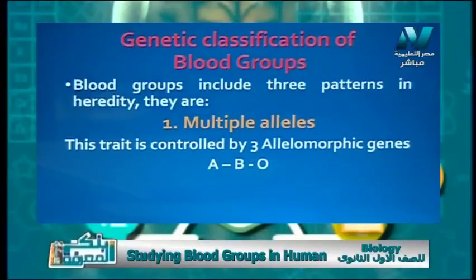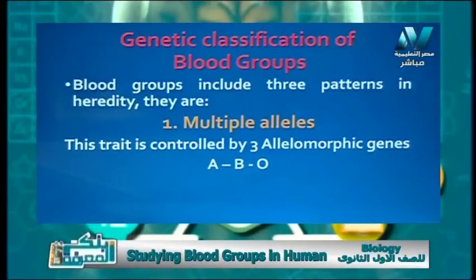The study of blood groups told us that the blood group includes 3 patterns of inheritance. The first pattern or the first type is multiple alleles, since this character is controlled by 3 genes or 3 alleles or 3 allelomorphic genes, and these genes are A, B, and O. And we are going to discuss this later on.